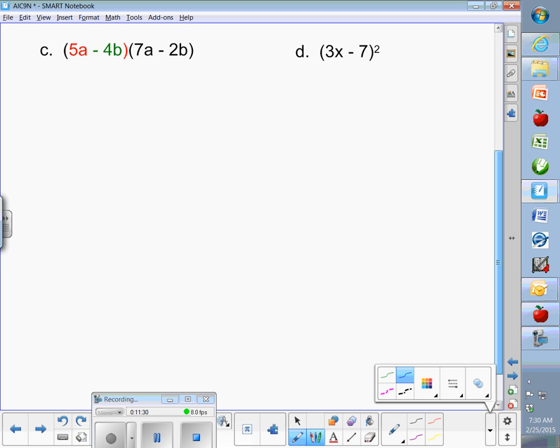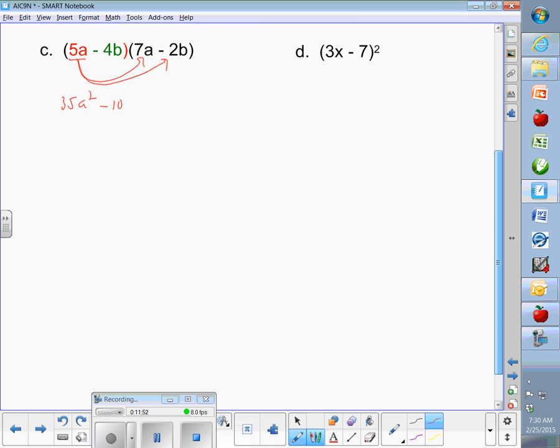Let's do another one. Now, again, if you want to do it on your own, pause the video. Go ahead and do it, and then restart the video. Okay, so 5a times a 7a. Hopefully you're thinking 35a squared. Distribute that 5a to the back term. Positive 5 times negative 2, negative 10, a times b, ab, right?